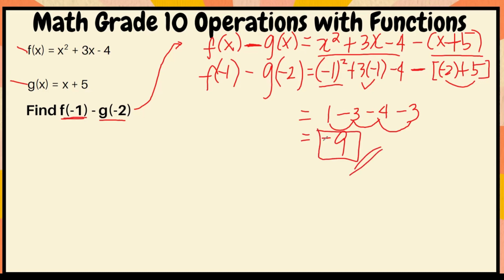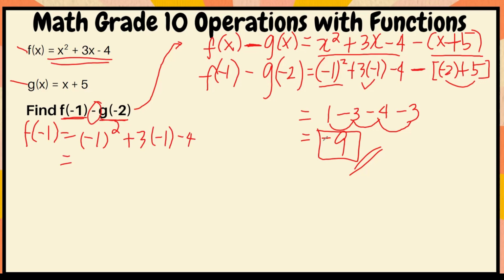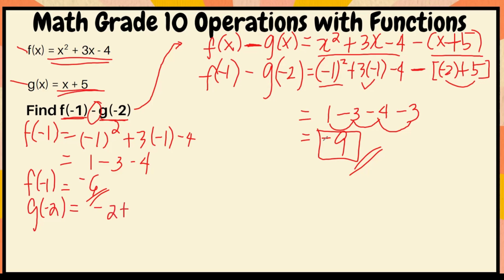Now let's do one by one and subtract after. So let's find out your f of negative 1. So using this one, negative 1 squared plus 3 times negative 1 minus 4. So negative 1 squared is 1. Positive 3 times negative 1 is negative 3, then minus 4. And 1 minus 3 is negative 2. Negative 2 minus 4 is negative 6. Okay, so this is your f of negative 1. What about g of negative 2? Which is x plus 5. So negative 2 plus 5 is equal to positive 3, right?